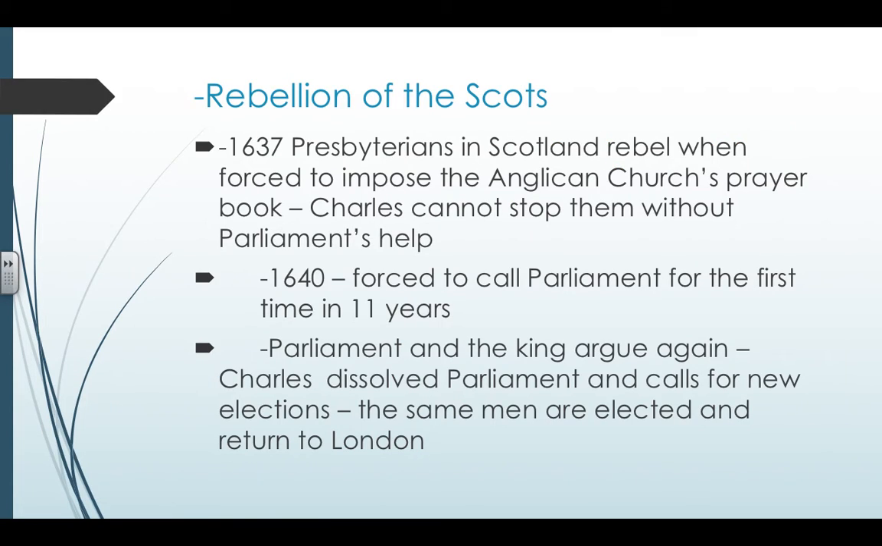And to make matters worse, as if all these tensions were not enough, in 1637, the Presbyterians, also the Calvinists, in Scotland, decide to rebel when Bishop Laud tries to impose the Anglican Church's prayer book on them. This is probably where Charles makes his vital mistake, is that he should have just picked his battles here. Was it really that important to him that the people in Scotland had to use the Anglican prayer book?